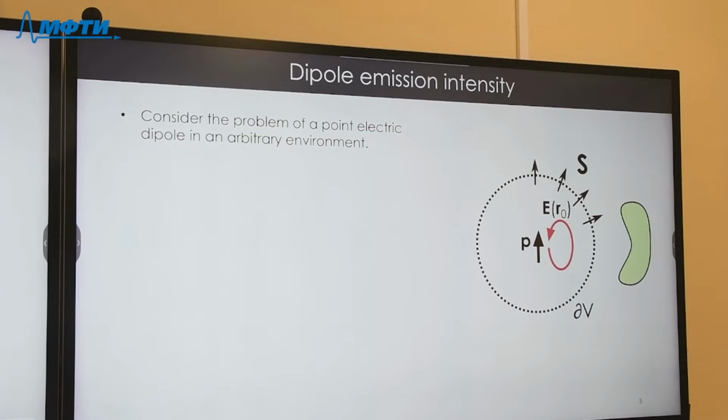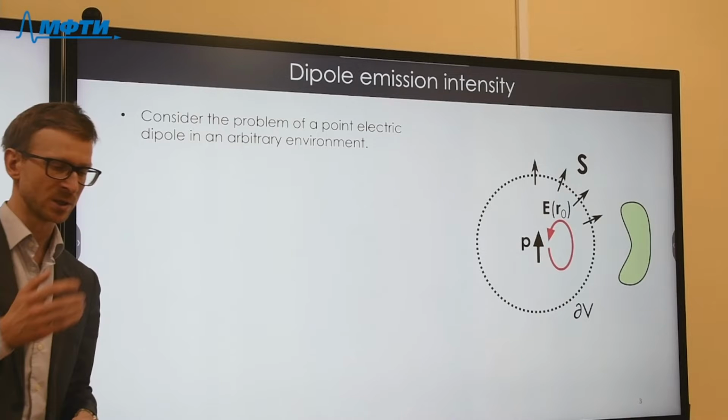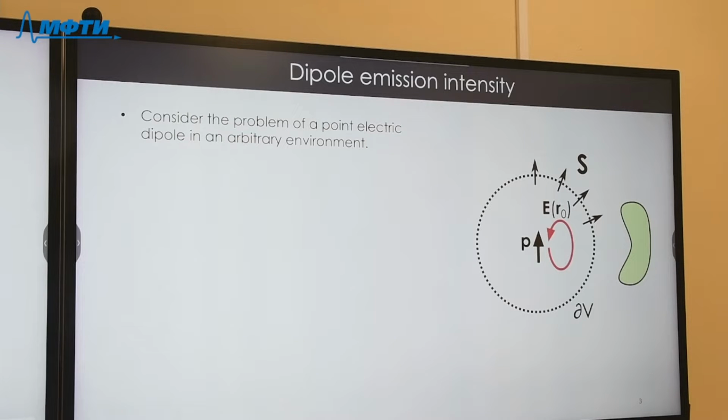And in principle, we could do basically the same thing. In this case, given any structure, we could try to find the Green's tensor, calculate electric and magnetic fields, and then calculate the Poynting vector and integrate it. But it turns out there's a simple approach.